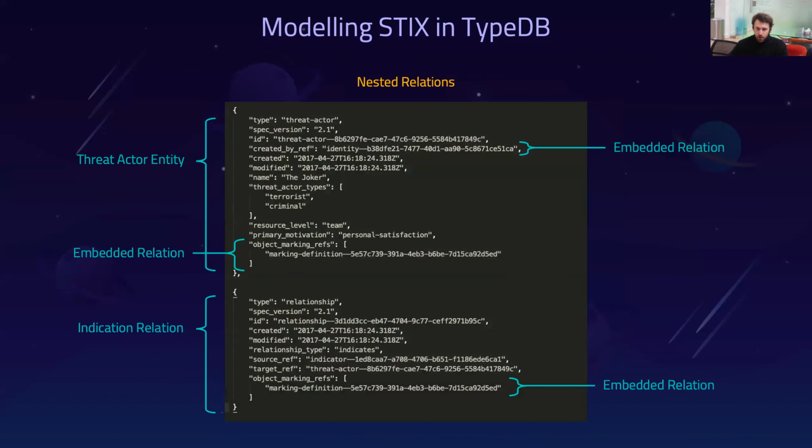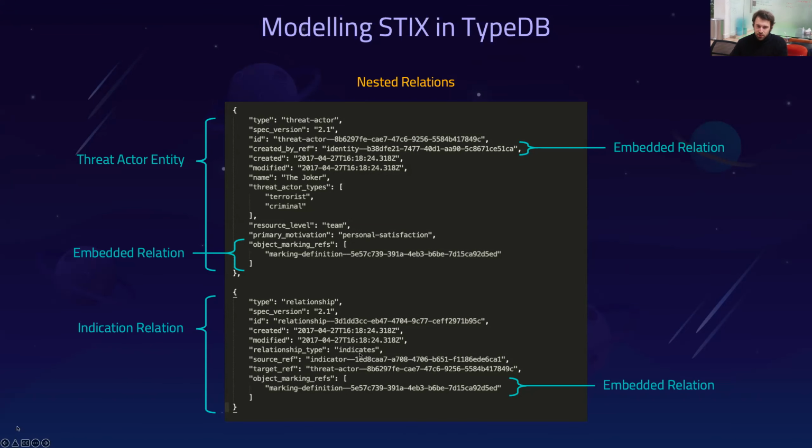So if we then look at more complex relations and how we would go about modeling this, I spoke previously already about embedded relations. Now, embedded relations are effectively nested relations in TypeDB. So consider this example. Here we've got a threat actor entity, this object here at the top. It's of type threat actor, and we've got a relation. The relation's type is relationship. That's the type according to the STIX definition, and its relationship type is indicates.